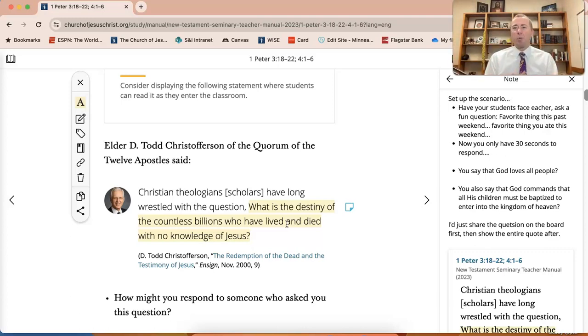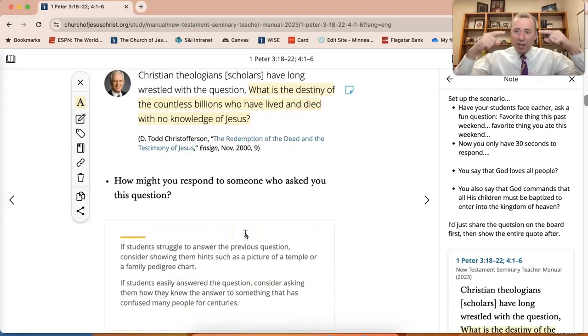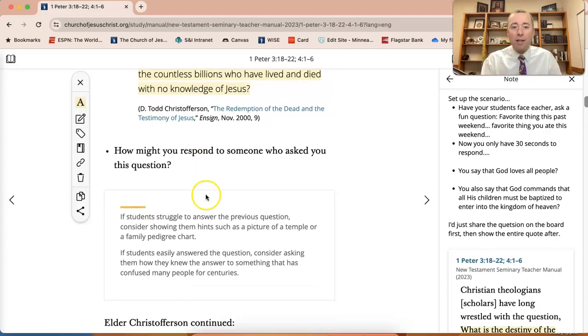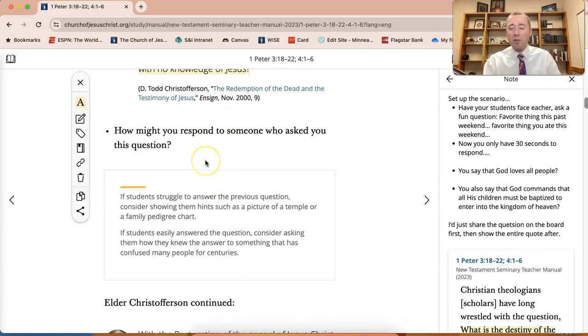I know that it's not the most realistic thing, but we want them just to practice trying to voice doctrine that they may or may not know very much about. Now, with that scenario in place, they've had a chance to answer it. Let's build their confidence or their capacity to answer in their own words. How might you respond to someone who asks you this question?